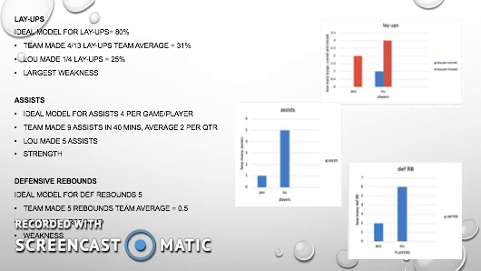The team made 9 assists in 40 minutes, an average of 2 per quarter. Lou made 5 assists, which was a strength of his. Defensive rebounds. The ideal model for defensive rebounds is 5. The team made 5 rebounds, and the team average was 0.5. Lou made 1 rebound. This is a weakness.